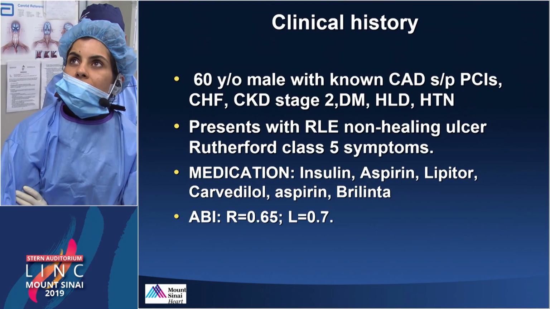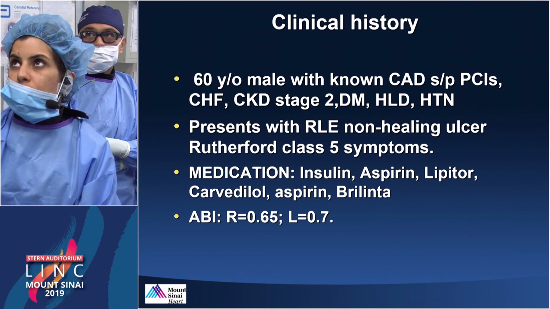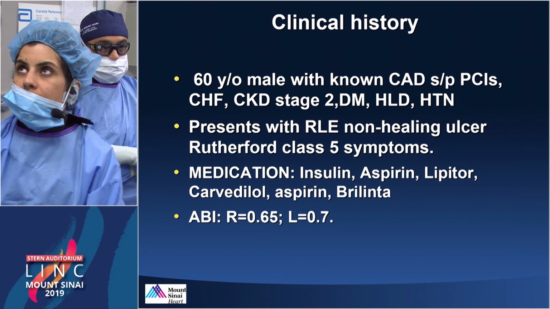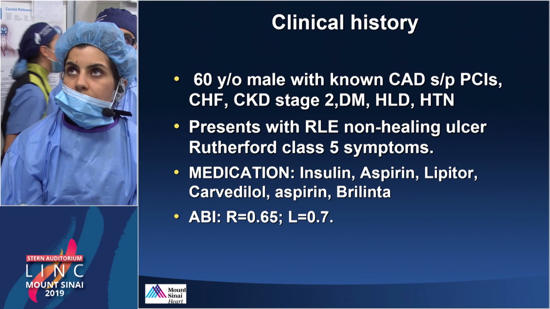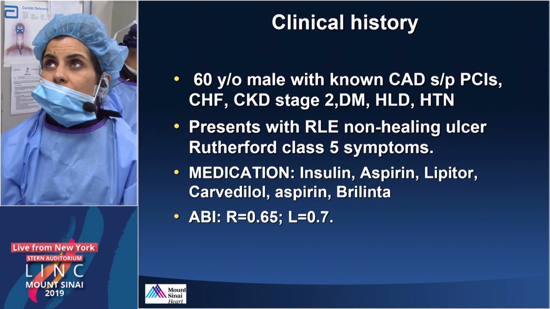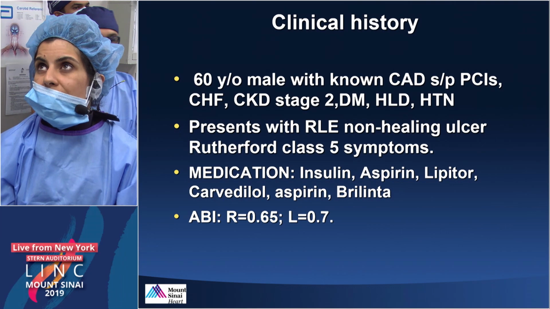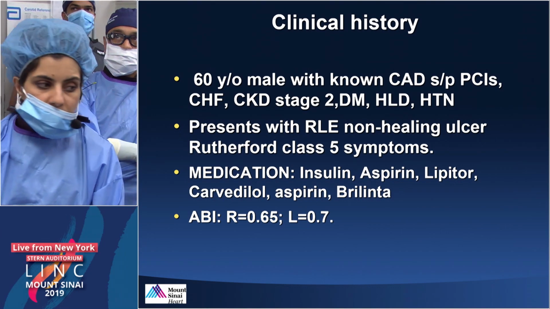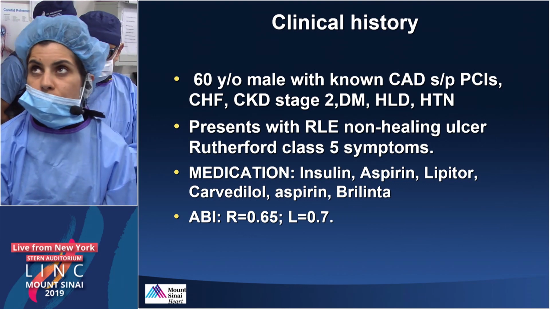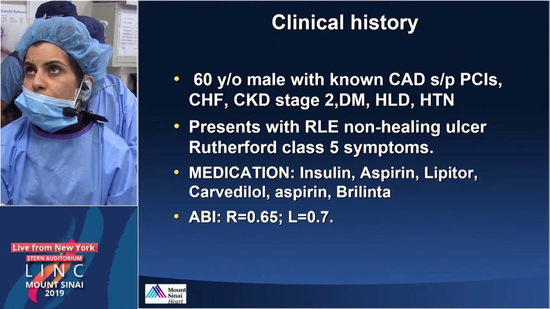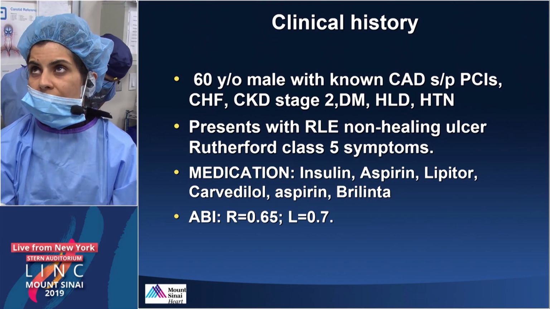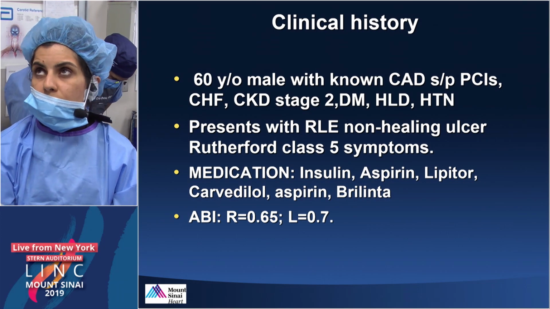So we have a 60-year-old male with usual risk factors, CAD, prior PCIs. He has reduced ejection fraction, CKD, diabetes mellitus, who presented to us with bilateral non-healing ulcers of both heels. We already treated his left side a month ago, so he comes back now for the treatment of his right side. He's on usual medications. Bilaterally, ABIs are actually very poor, 0.65 and 0.70 after treatment of the left side.